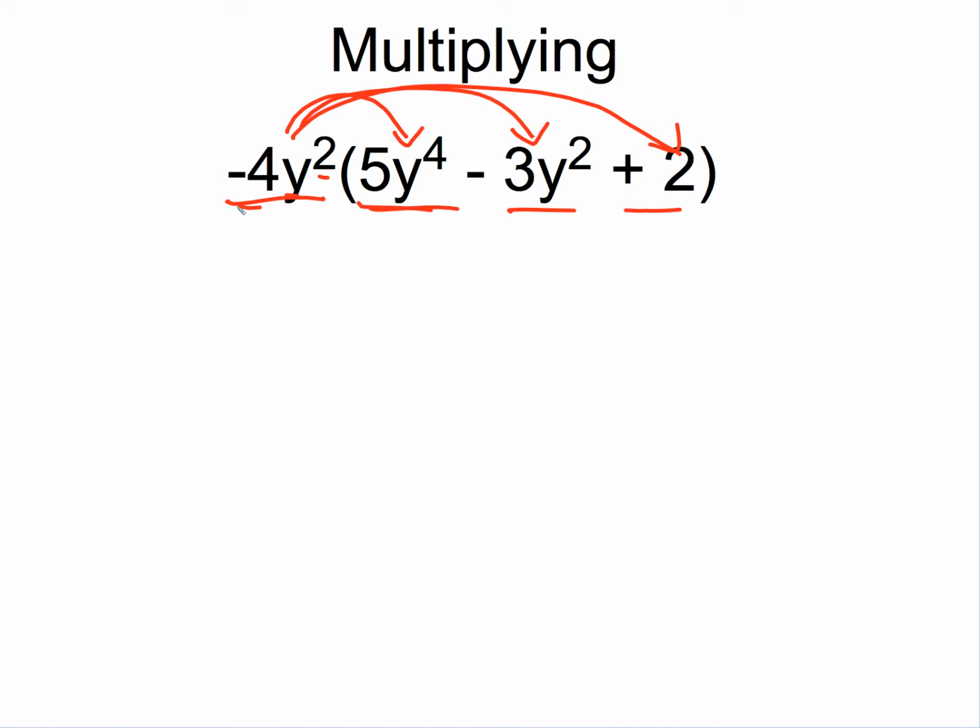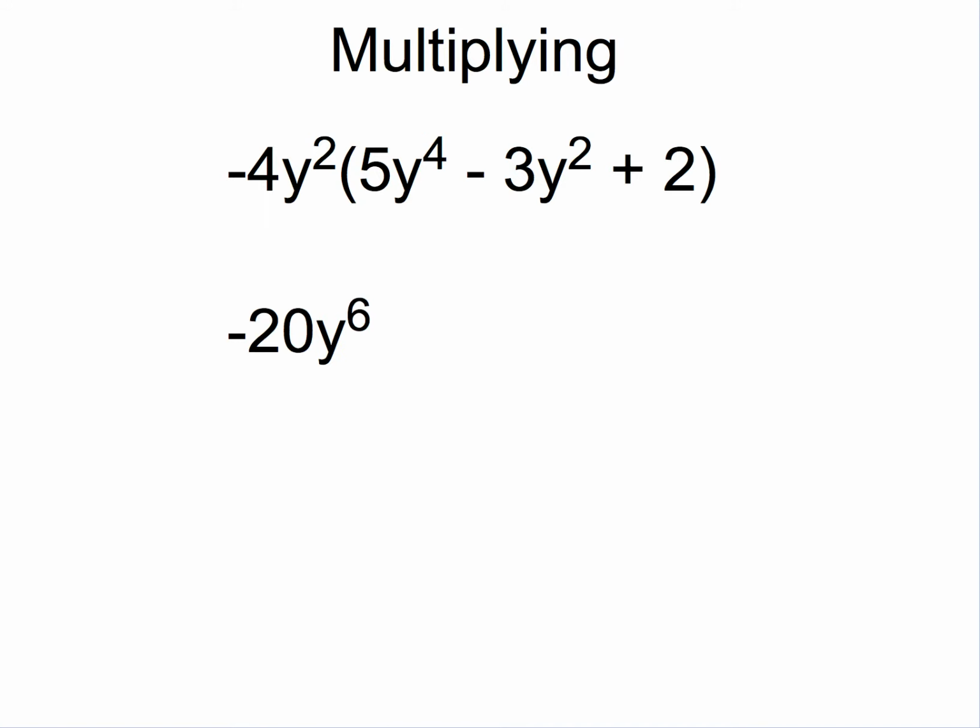In order to multiply this, all you need to do is multiply your coefficients. So negative 4 times 5 would be negative 20. Then we take the y squared times y to the fourth. Remember, when you have 2 bases and you're multiplying the powers, you actually add the exponents. So this would be y to the sixth, like that.